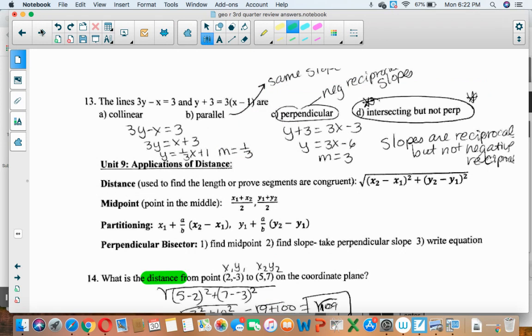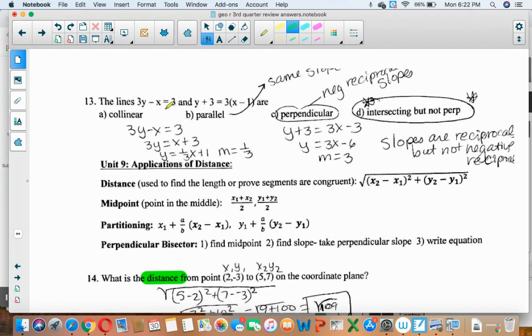So 13, I want to know about these two lines. Are they parallel, perpendicular, collinear? Collinear means they're the exact same line, so they have the same slope and the same y-intercept. Intersecting but not perpendicular. That's actually the answer right here. I didn't mean to circle perpendicular. I just wanted to point out that if they're parallel, they have the same slope. If they're perpendicular, their slopes are negative reciprocals.